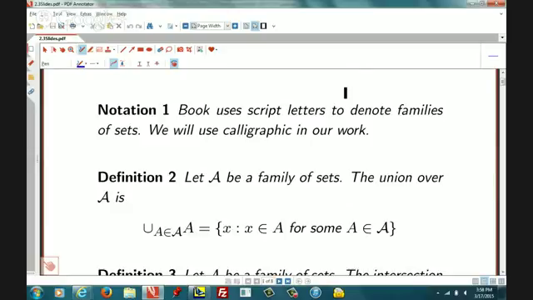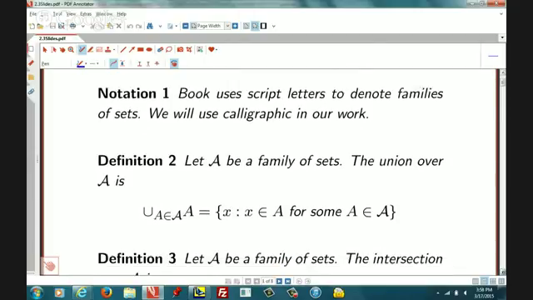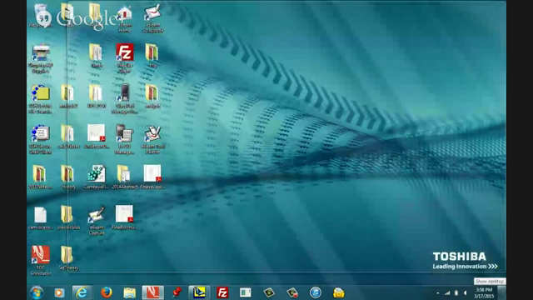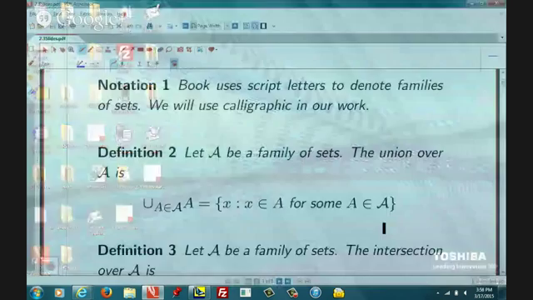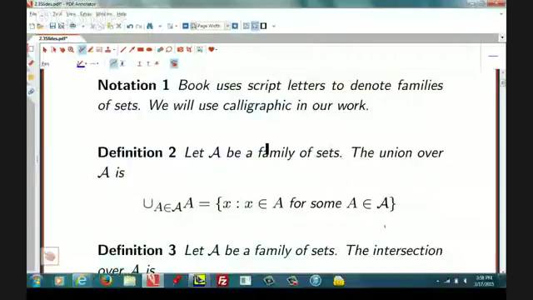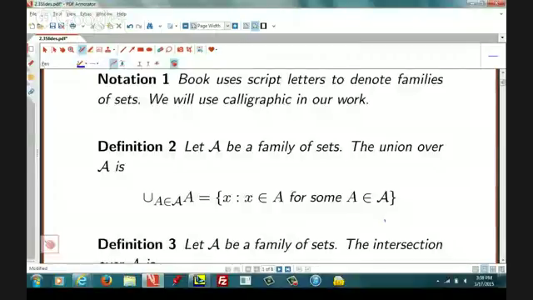The book uses script letters to denote families of sets. You're going to use italics when you're typing it up. I can use calligraphy because I have workplace, but they don't give you calligraphy in Scientific Notebook. They just give you... I'm going to try. There we go.